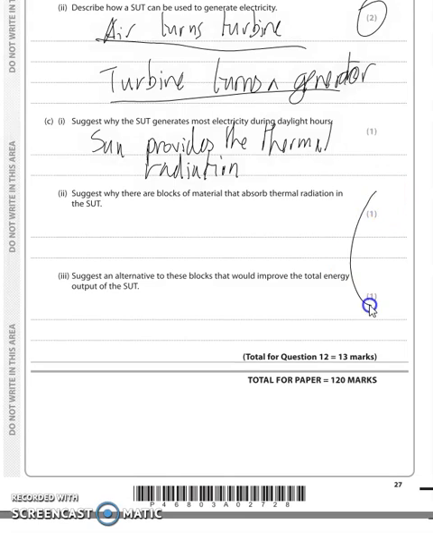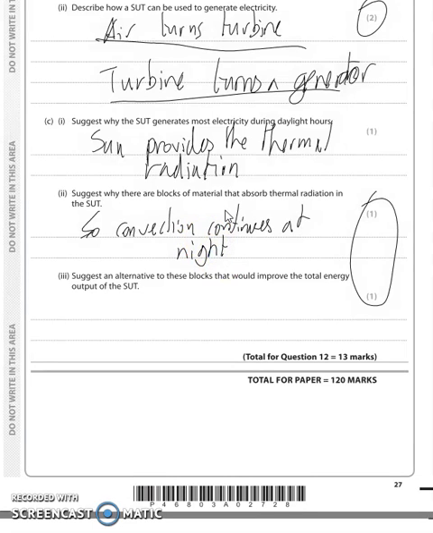Now, these are 2 tougher marks to get. So why would those blocks want to absorb the thermal radiation? Well, it's because they want to continually heat. So convection continues at night. You don't want something generating just during the day. If you have those thermal blocks there, they'll absorb the thermal radiation, get hot, and after the sun goes down, they'll give out that thermal radiation, they'll emit it, and warm the air above it, even at night.